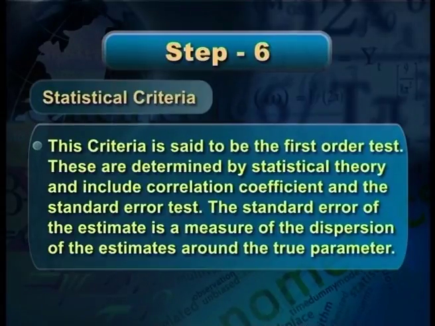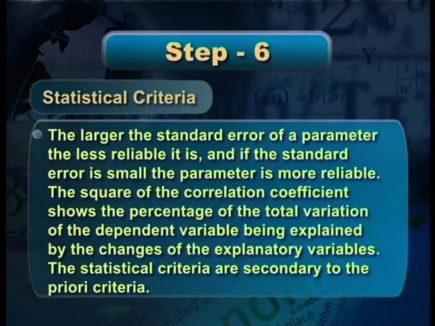First, we have to find out the correlation between dependent variable and independent variable. Then afterwards, we have to find out the standard error test. The standard error of the estimate is a measure of the dispersion of the estimates around the true parameter. The larger the standard error of a parameter, the less reliable it is, and if the standard error is small, the parameter is more reliable. Then finally, we have to find out the square of the correlation coefficient. This shows the percentage of the total variation of the dependent variable being explained by the changes of the explanatory variables.